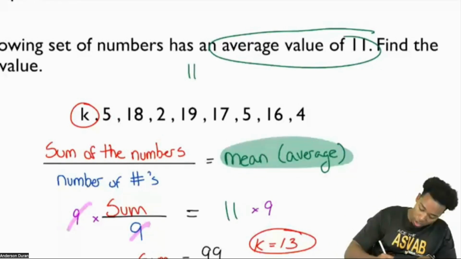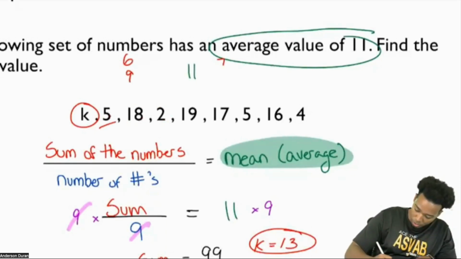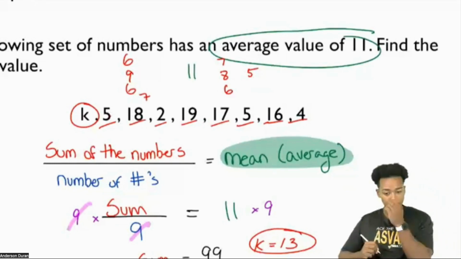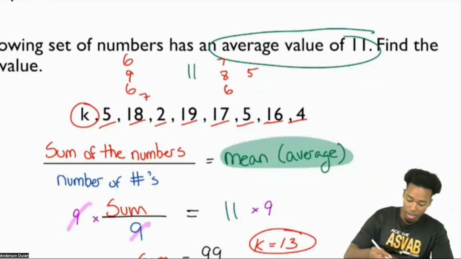So with the 11, I go with the 5. The 5, that's going to be 6 on the left. 18, 7 on the right. 2, 9 on the left. 19, 8 on the right, 17, 6 on the right, 5, 6 on the left, 16, 5 on the right, 4, 7 on the left. Cool. So once you have that, then you go ahead and add them all up.